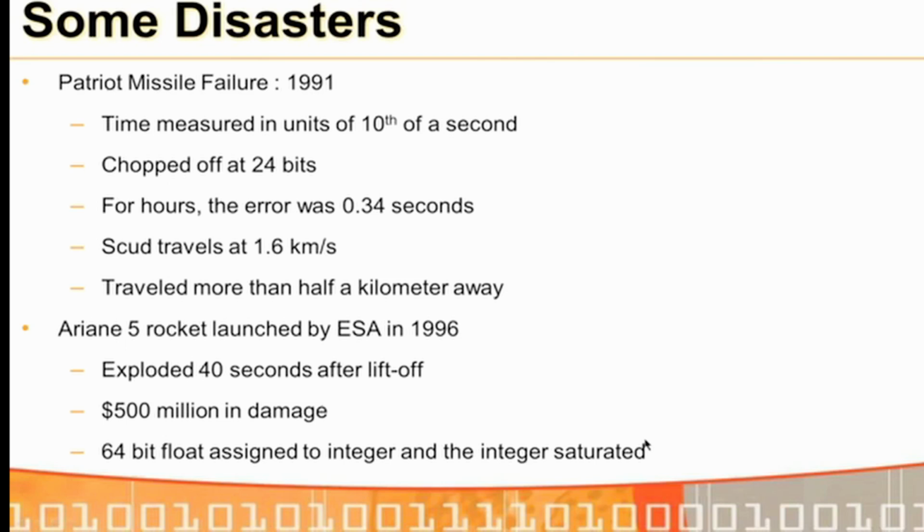And Ariane rocket 5, launched by ESA, the European Space Agency, in 1996, exploded 40 seconds after liftoff, because a 64-bit float was assigned to an integer and the integer saturated. This was a $500 million damage. So that is why we call these types of errors a $1 million error.